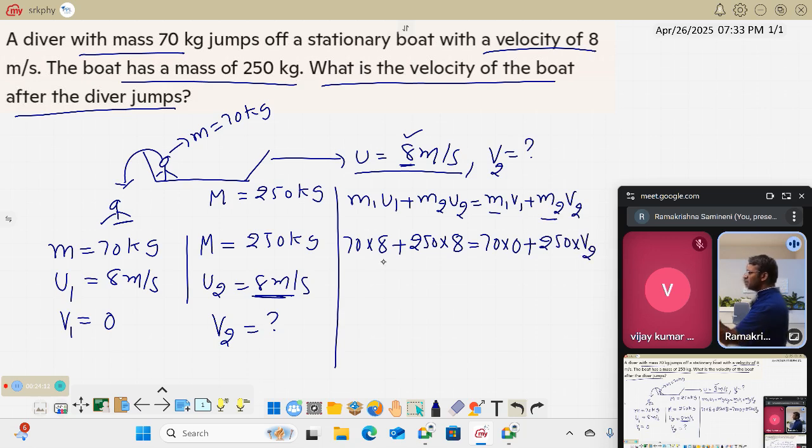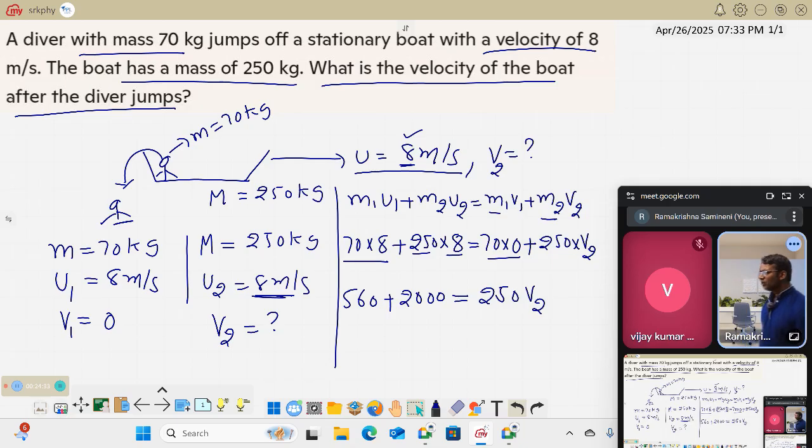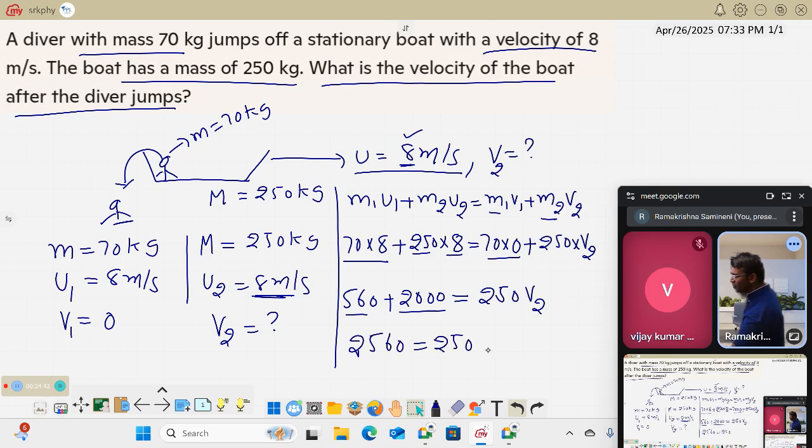So if you solve this one, how much? 70 into 8, 7 eights are 56, so 560. And 250 into 8, 25 eights are 200, that means it becomes 2000. Is equal to 70 into 0, 0 anyway. This becomes 250 V2. So 560 plus 2000, that is 2560 you'll get. 2560 is equal to 250 V2.